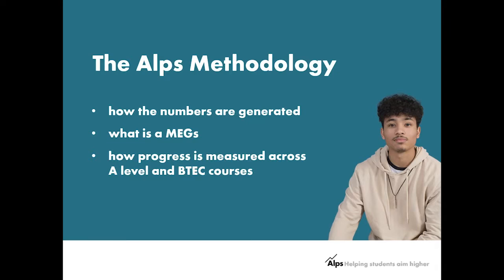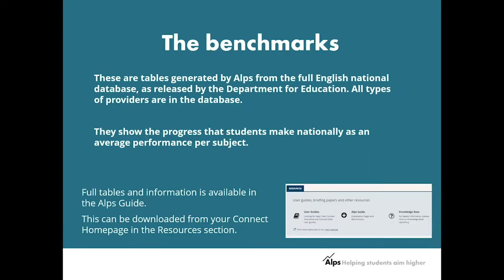Now, it says A-level and BTEC. I am going to push IB in there as well, so that those of you doing IB have a feel for what those benchmarks look like. As I said, these are all available in the Alps guide, and they're the full national data set. The Alps guide is on your Connect homepage, in the resources section. You can see it in the middle there, Alps guide.